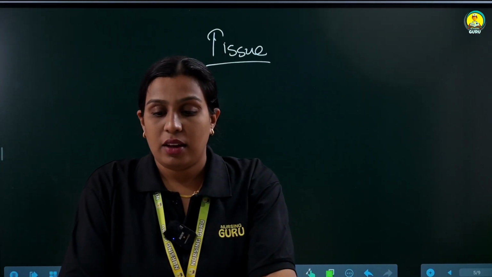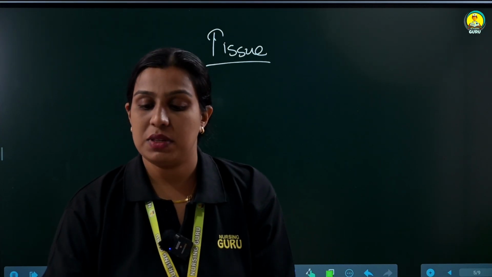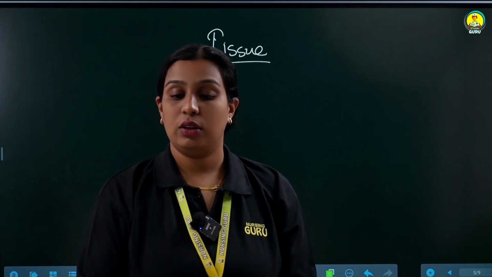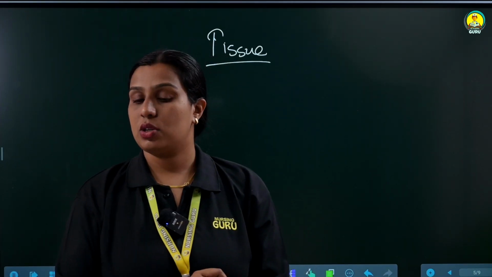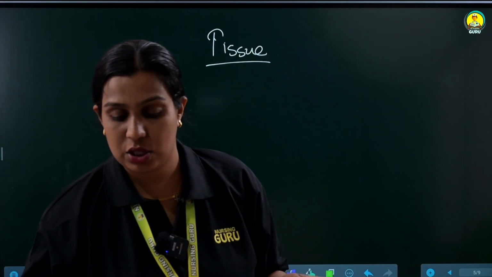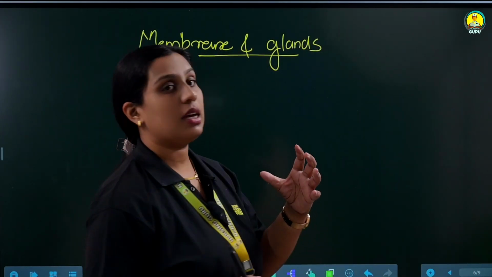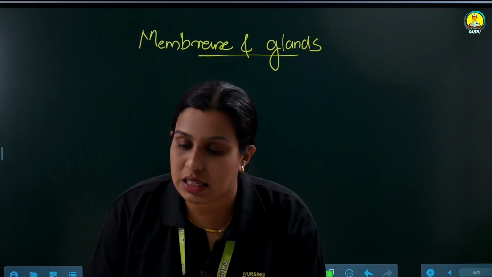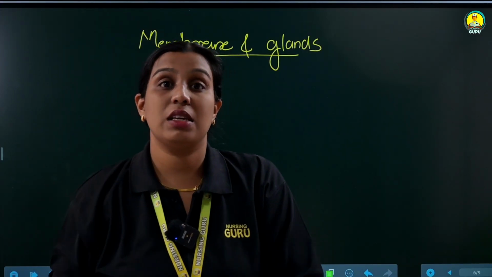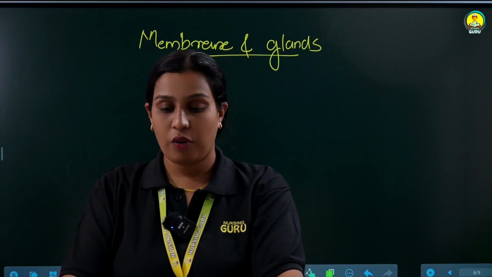In the tissues area, we are studying the definition of tissues, and we need to learn the types of tissues and characteristics of tissues, and also the classification of the tissues and their location. These are the important things regarding the tissues. Next, we need to learn about the membranes and glands. What is that? Membranes and glands, and the classification and the structure of the membranes and glands also we need to learn from this unit 1 of anatomy.